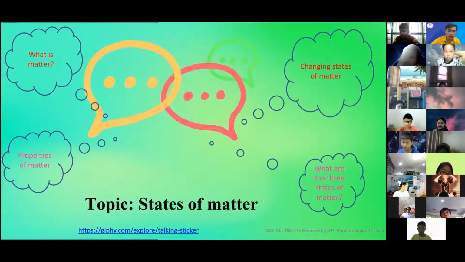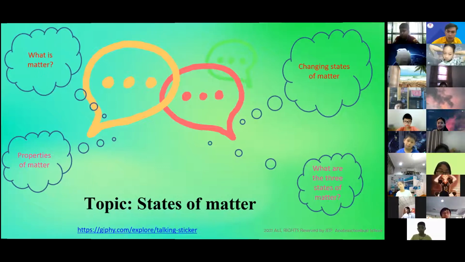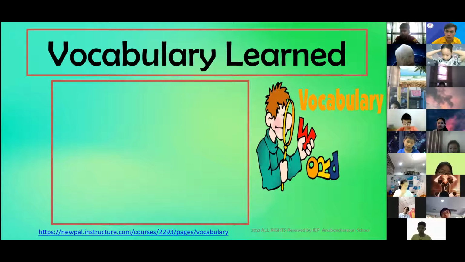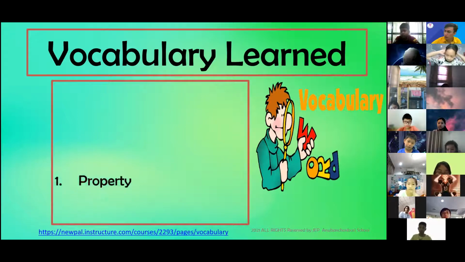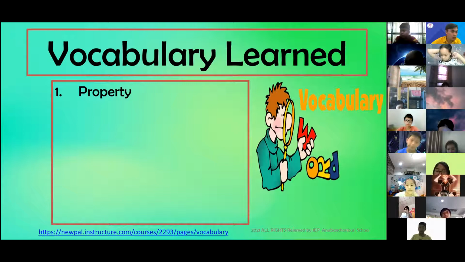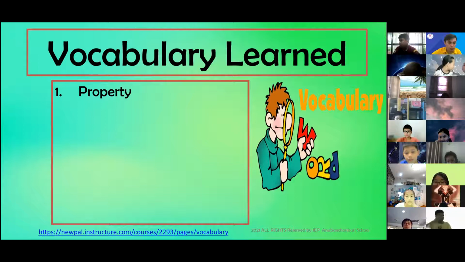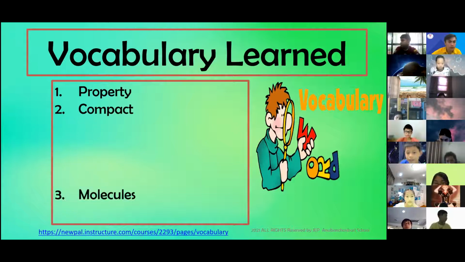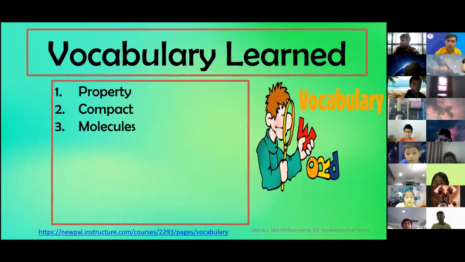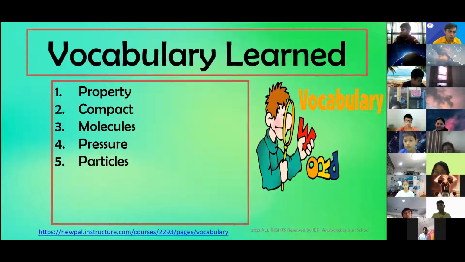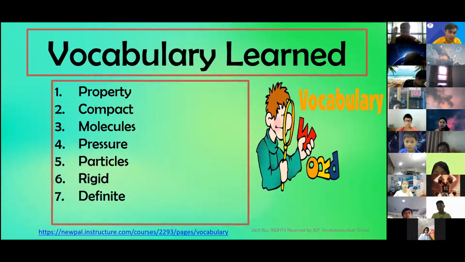Now, for this afternoon, we're going to have our review first on the vocabulary that we learned last Wednesday. So here are the words. I don't need you to repeat these words because we finished this already. We have property, compact, molecules, pressure, particles, rigid, definite, and the last word is melt. Those were the words that we studied last week.